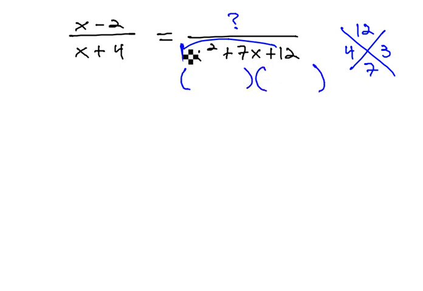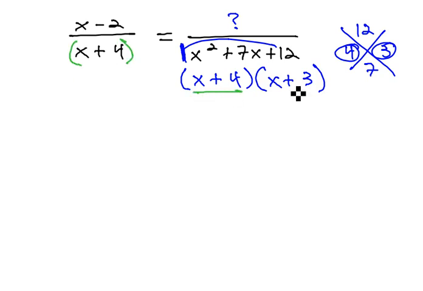Because there's a 1 in front of the x squared, we can factor this to x plus 4 and x plus 3. Now it's very clear what's missing from the other fraction. It already has the x plus 4, it's missing the x plus 3. And so that's what we will multiply the numerator and denominator by.